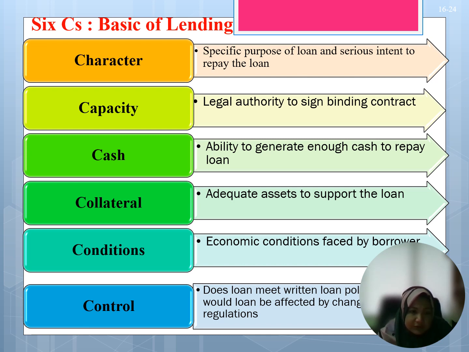Okay, so the difference between condition and control: condition is anything that changed, such as economic changes, whether or not it affects the borrower. Control is about anything that changes the regulation of the banks. Okay, can borrowers still pay the loans?